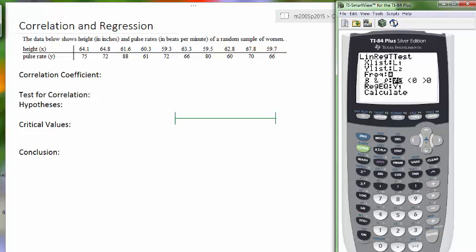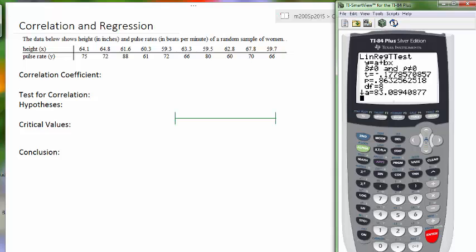And now whenever we're doing a correlation, we will always select the not equals to option. This would be good to have your regression equation stored into Y1. If you don't have that stored into Y1, for example, if you have nothing there, you're going to go to vars, yvars, function, and Y1. And so that's how you get Y1 there. Alright, let's do a calculate.